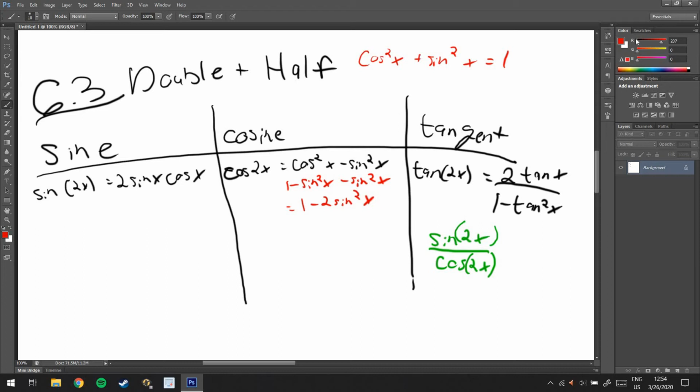The other option is to substitute for sine, in which case, well, we would subtract the cosine from both sides. So then this is 2, or 3 really.